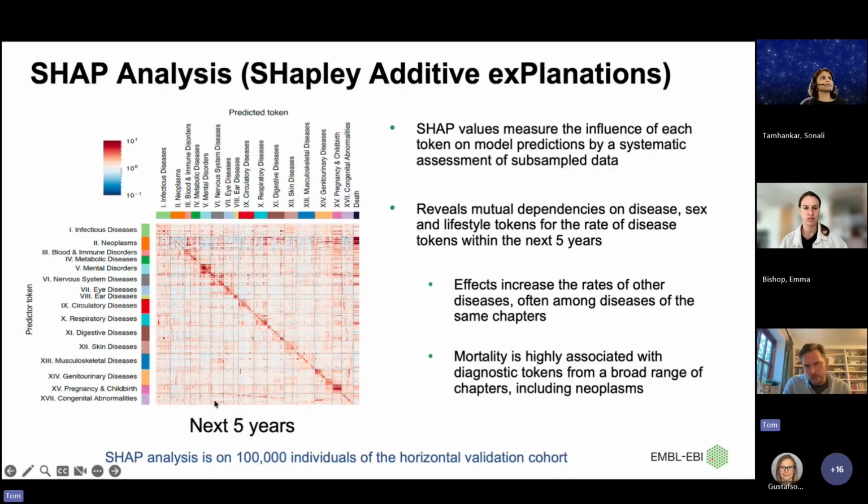By the way, these are time resolved, so this is looking at within the next 5 years. You can look at very specific windows if you so wished. And another feature to highlight is that acute and serious conditions like cancer, for example, are highly correlated with death, sadly.